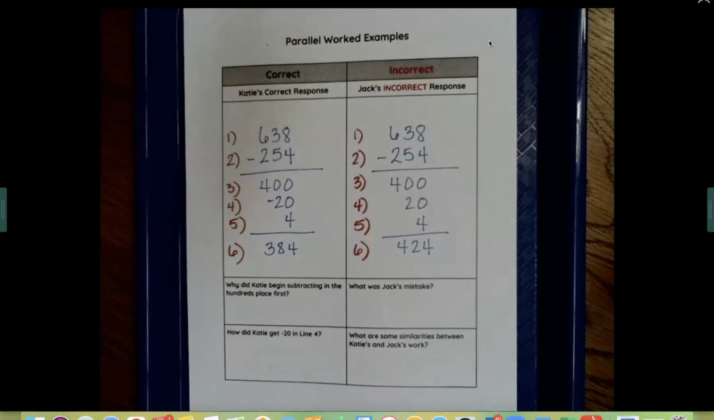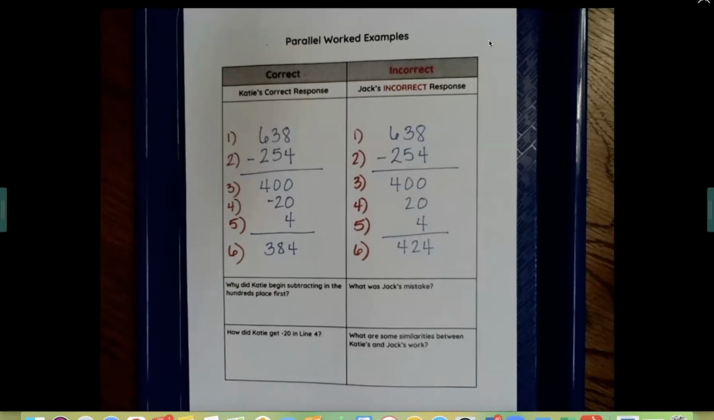Okay. And then, of course, 8 1s subtracting 4 1s would leave me with 4 1s. And then when you think about it, 400 minus 20, again, this comes back to being able to do that mentally. 400 minus 20, well, 100 minus 20 is 80. So 400 minus 20 would be 380. And then I'm adding that 4 on.